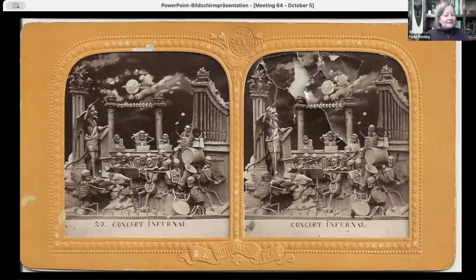Now, what the moon means, I don't know. On the right-hand half, you can see that this is a horribly damaged view. And given the fragile nature of these tissues, it's amazing that any of them have survived this length of time.